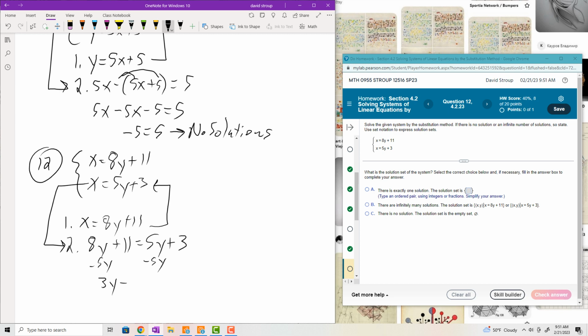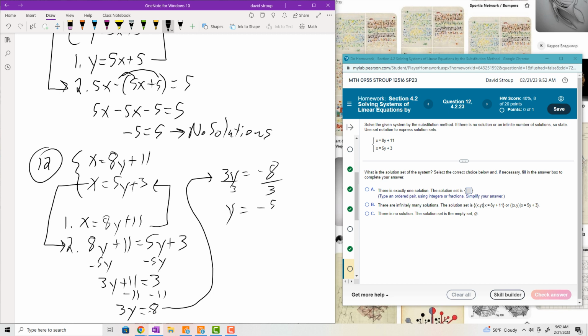So I have 3y plus 11 equals 3. Move the 11. 3y is negative 8. Oh, really? You're going to have a fraction on me, huh? Yeah, bummer. 3y is negative 8. Divide both sides by 3. So y is negative 8/3.